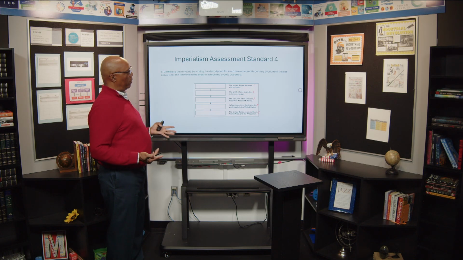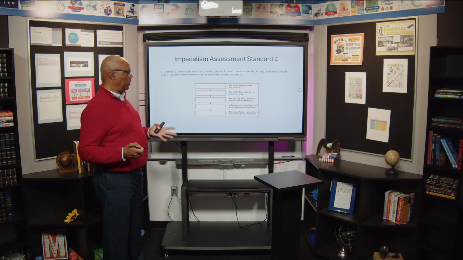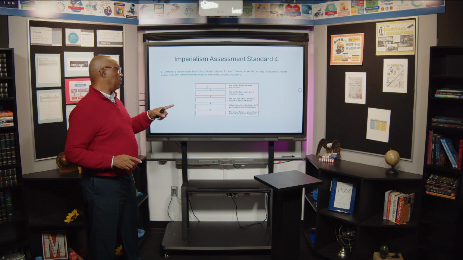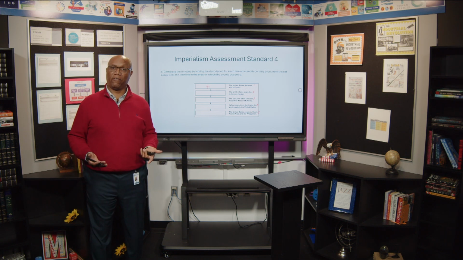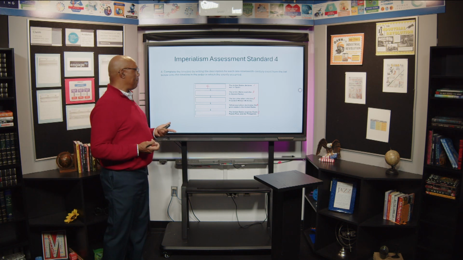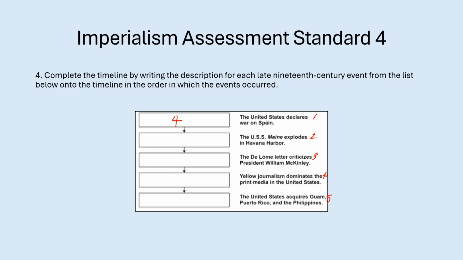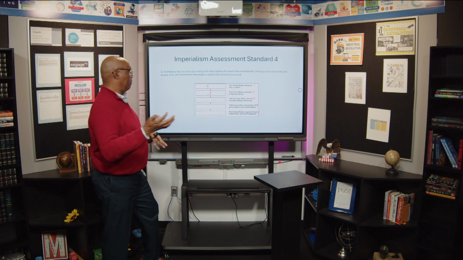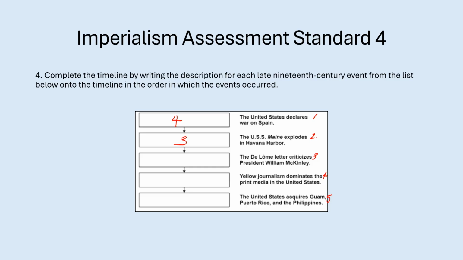So if we were going through and trying to figure out which of these things happened first, the first thing that happens is yellow journalism, so that would be number 4. Yellow journalism dominates the print media in the United States, and that's because of William Randolph Hearst and Joseph Pulitzer. The next thing that happens is a letter is intercepted, criticizing President William McKinley, and that would be number 3, the De Lôme letter. Then, the USS Maine explodes in Havana Harbor, and that's 2.